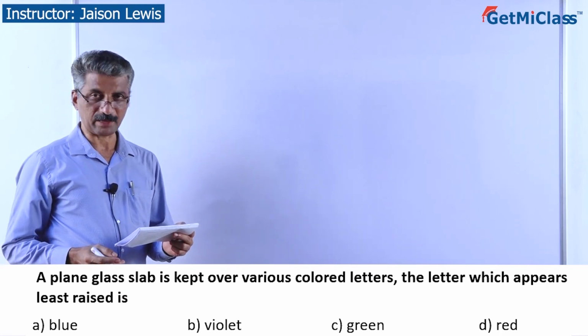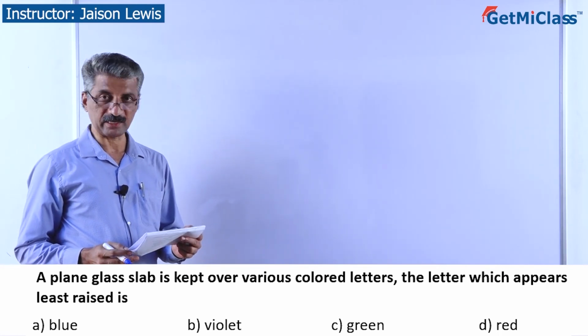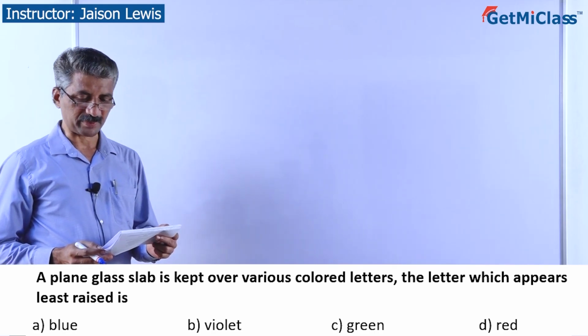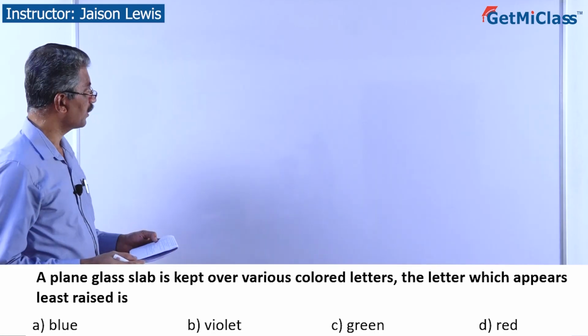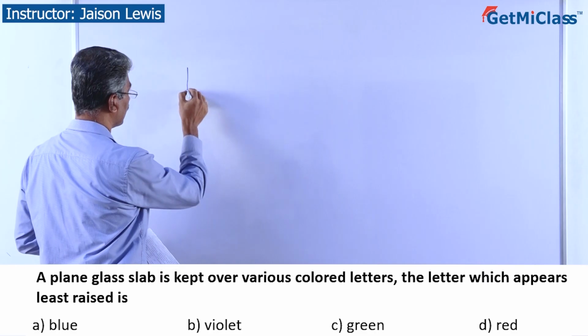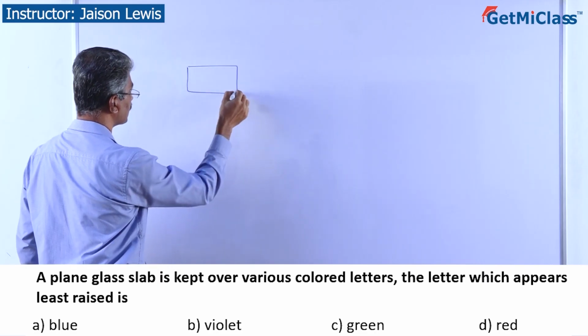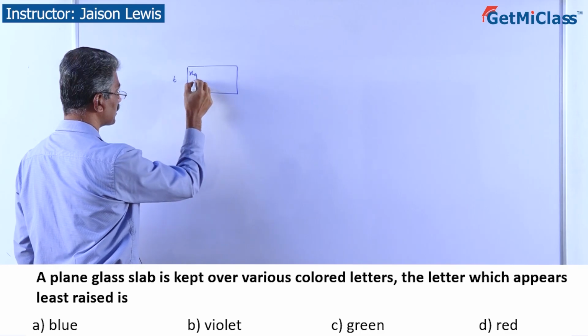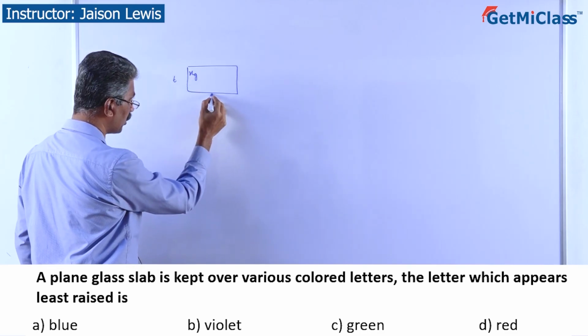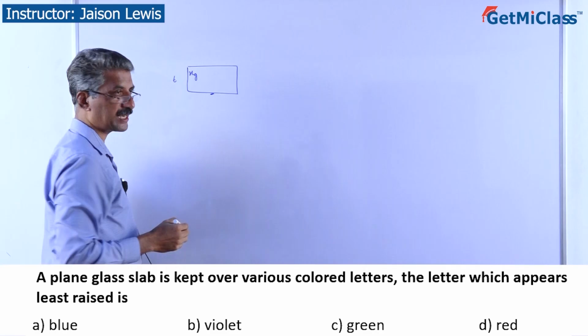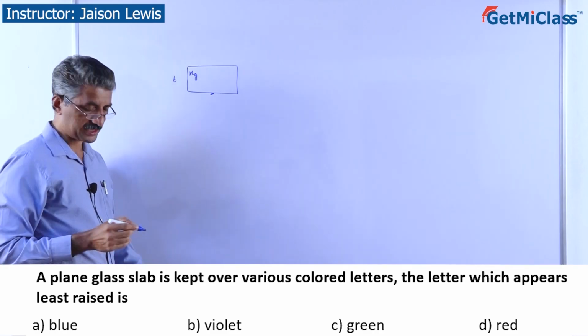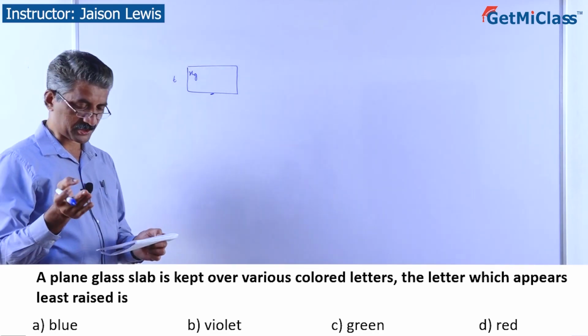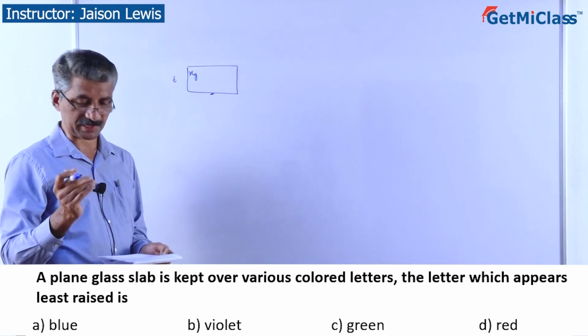A plain glass slab is kept over various colored letters. The letter which appears least raised. We know when we keep a glass slab of certain thickness, say T, and refractive index, say N_g, over the object, which is the colored letters, the question is asked: which color appears to be raised least?